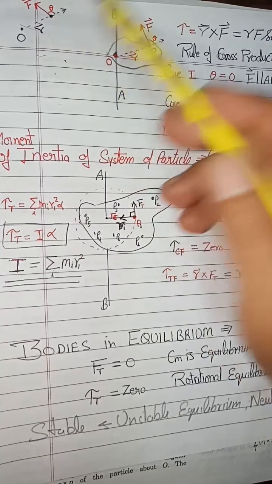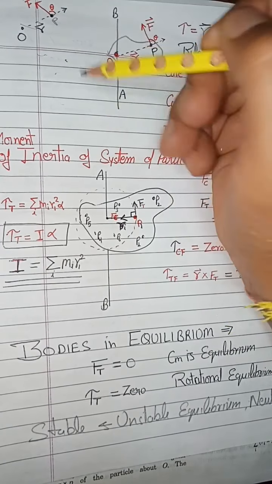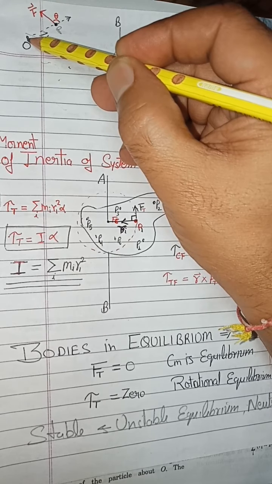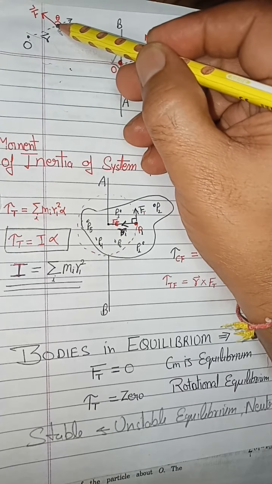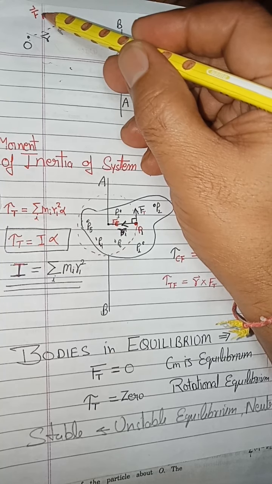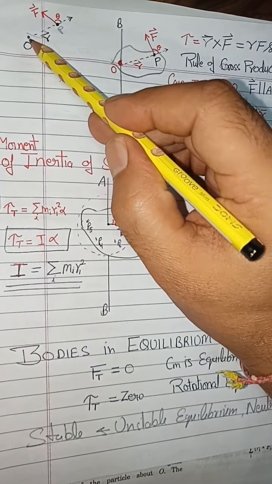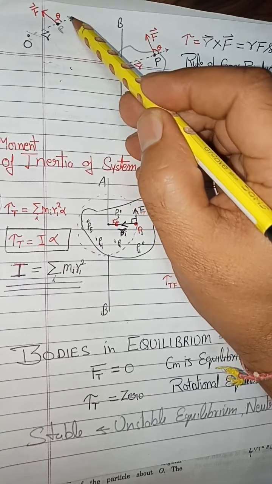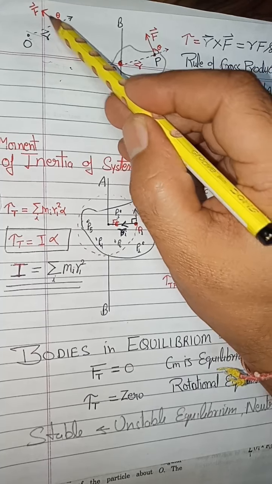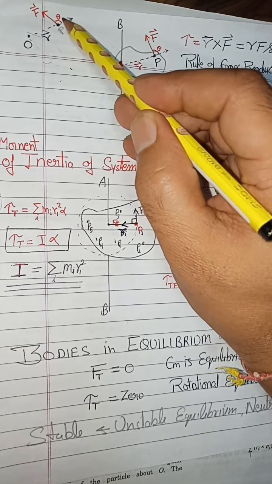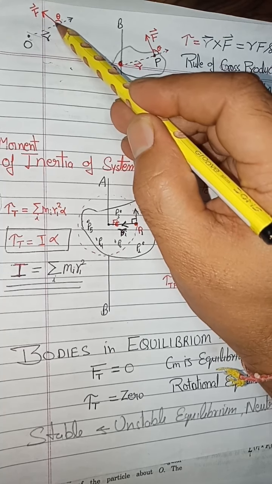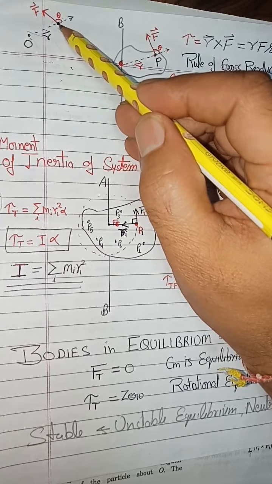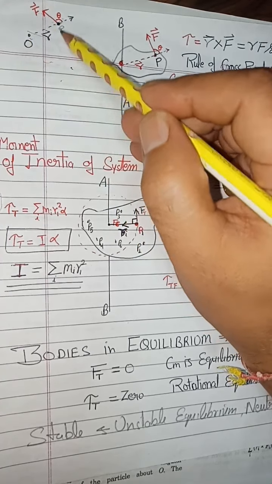See, suppose there is a point particle P, and this is the axis of rotation. Yesterday I had discussed the axis of rotation, and at this point I am applying a force F. F is a vector quantity, and the distance of point P from the axis of rotation is R. So this is called the R vector. The angle between vector R and vector F is theta. So in this case, what is happening? This particle P is rotating about the point O.